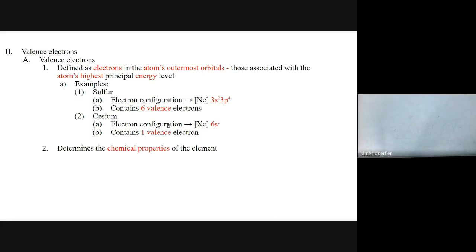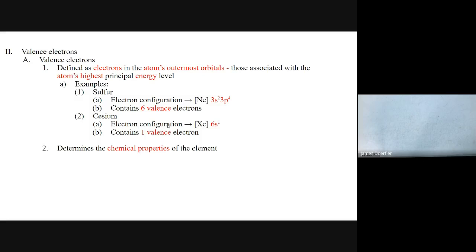Now, we look at sulfur. We did sulfur's electron configuration using the noble gas version. We find sulfur has an electron configuration of Ne, 3s2, 3p4. Sulfur contains 6 valence electrons. How did we determine that? How did we get 6 from this electron configuration? Add the superscripts. 2 plus 4. You get 6.